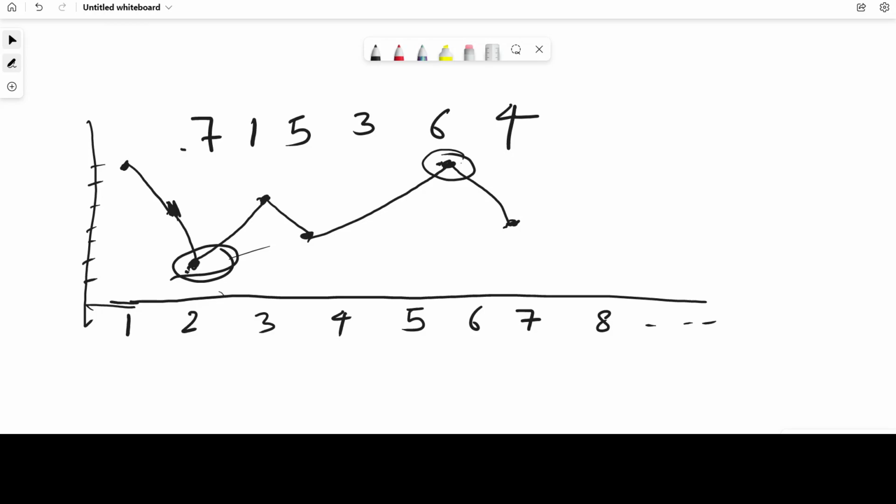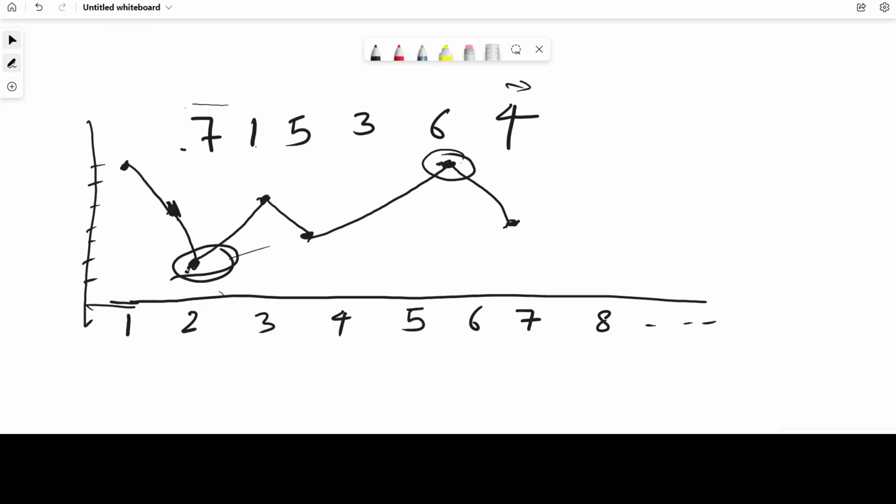Now we try to solve this. How can we solve this? What I can do is take every point and find a maxima from that point, right? Starting from 7, I can see if there is any maxima after this. No, I cannot find any maxima after this.